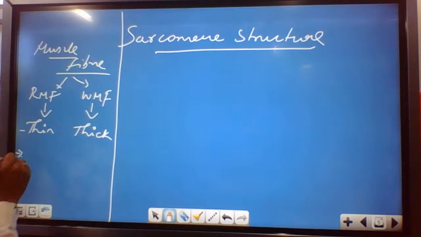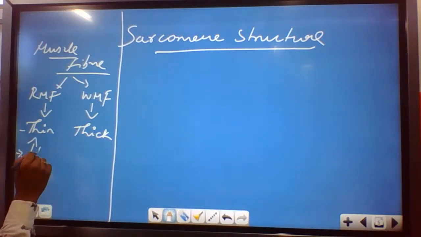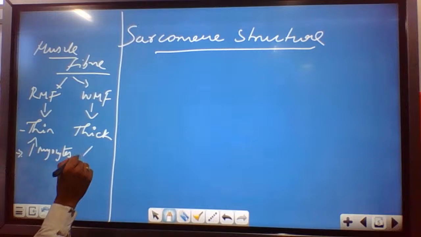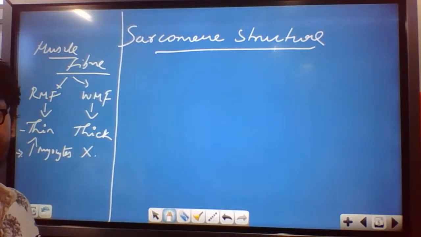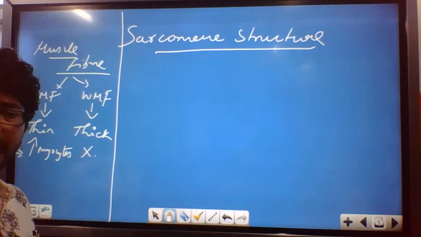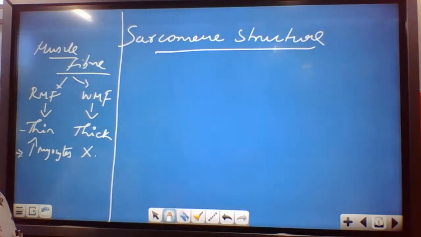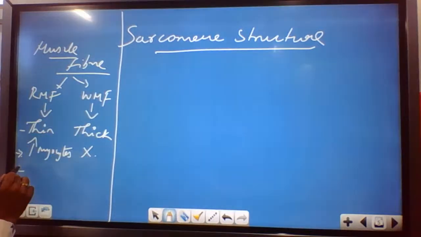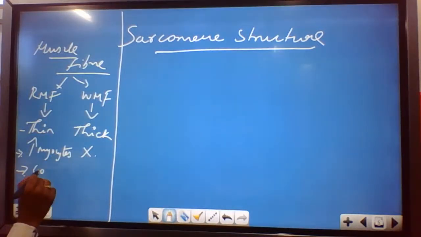The next difference is that there are more myocytes here. Here they may be absent. The myocytes are absent, or there may be very few, a very negligible amount, or sometimes it may not have this type of myocyte at all. That way also you can differentiate red and white muscle fiber. The other thing is contraction.